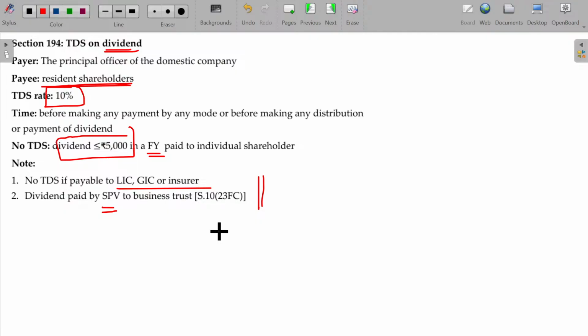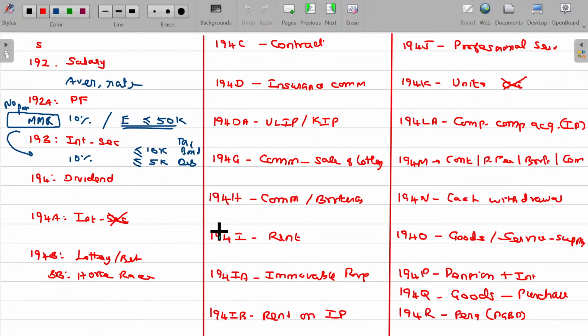So here you have to understand only 10% and the 5,000 limit. 10%, and not taxable if the value is less than or equal to 5,000.